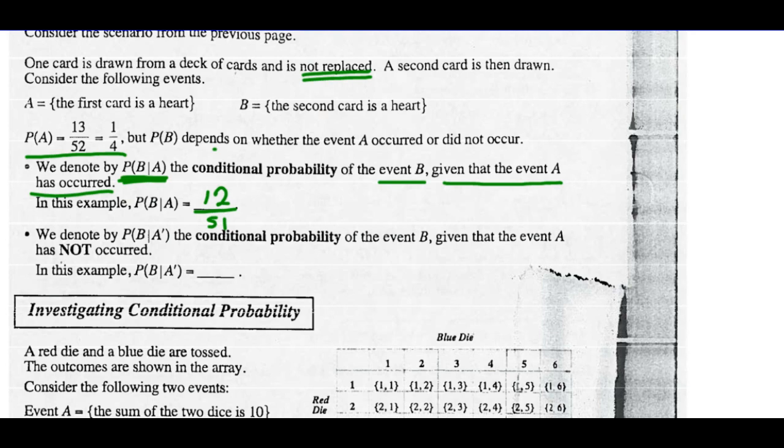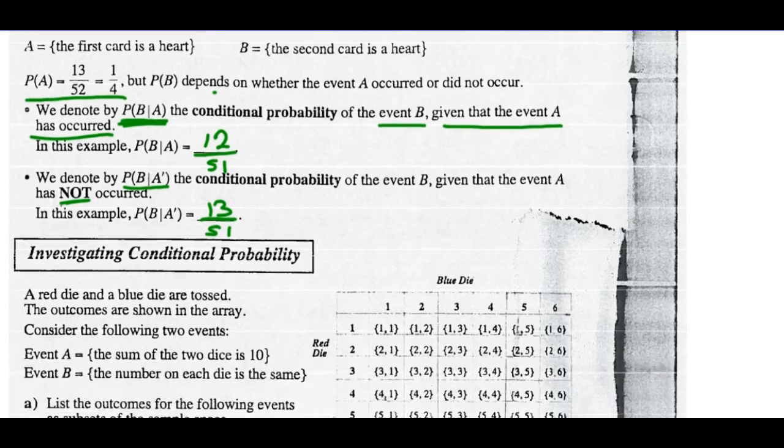All right. We denote the probability of B given that event A has not occurred. That's what this states. The conditional probability of this event B given that event A has not occurred. So what's that probability? Well, if event A has not occurred, there are still 13 hearts in the deck, but one card was drawn, so we're down to 51 possible ones. So let's investigate conditional probability.